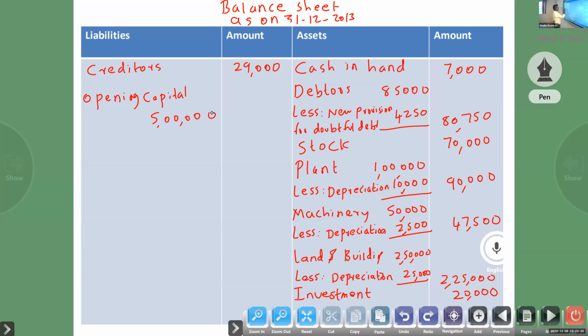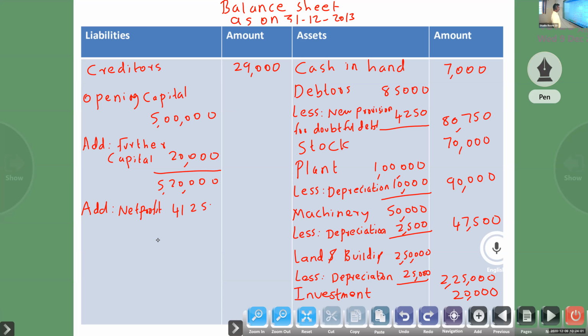Here you have to look in the receipt side for any further capital. Yes, so our capital will increase. Further capital is given in the cash book, 20,000. 5 lakh 20,000. Then add net profit. We already calculated net profit, 41,250. Five lakh 61,250.